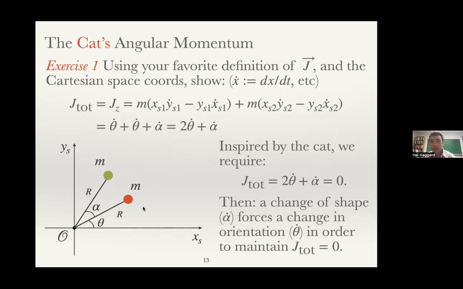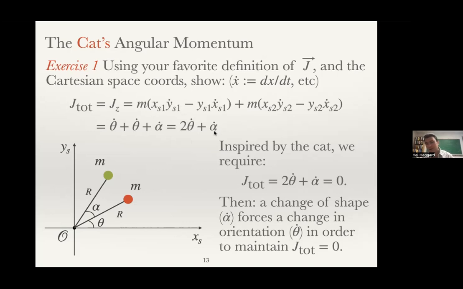But if you switch to the angular coordinates, the orientation and shape coordinates that I was mentioning, you'll find that this first term reduces to theta dot, and throughout today, the dot notation will always stand for the time derivative of the quantity. So the first term reduces to theta dot, and the second term turns out to reduce to theta dot plus alpha dot. And so when you add up the angular momentum contributions here, you get 2 theta dot plus alpha dot.